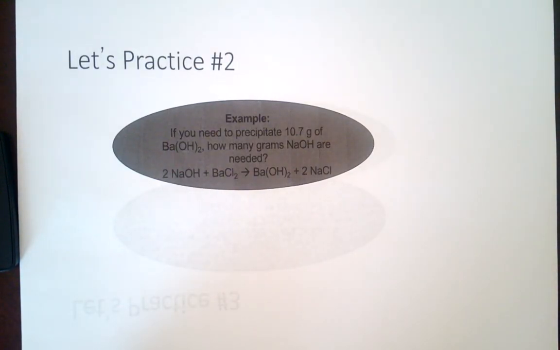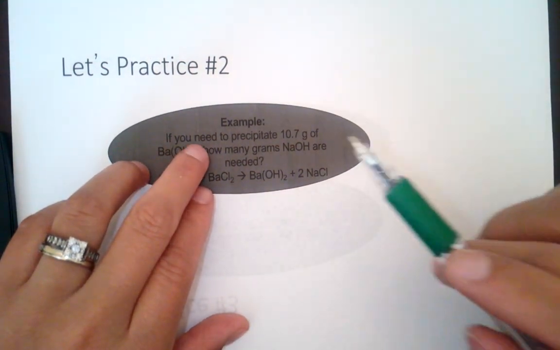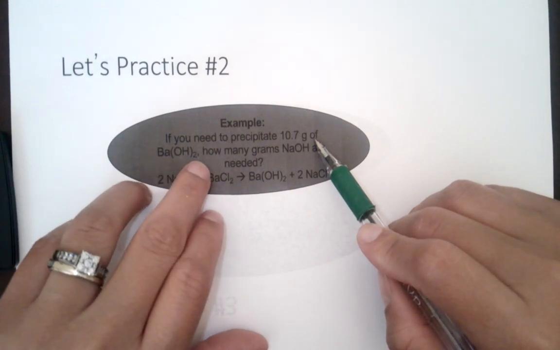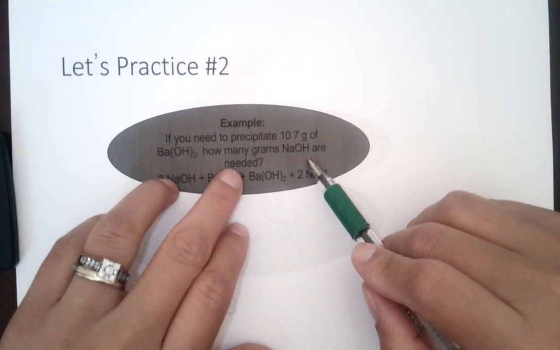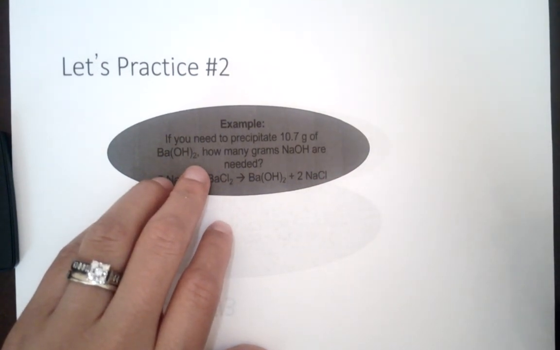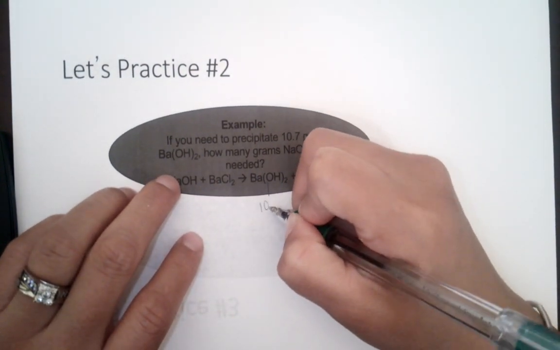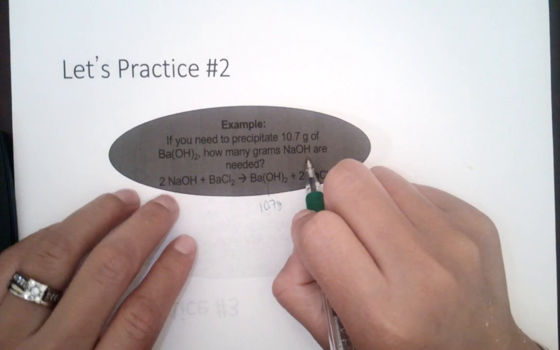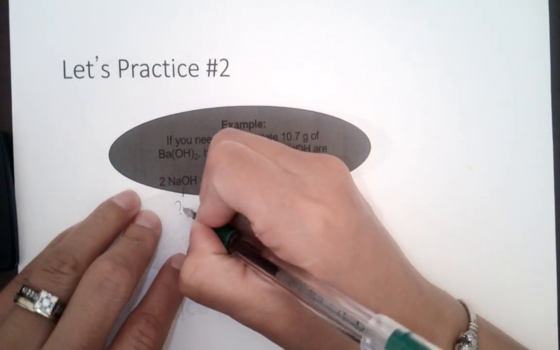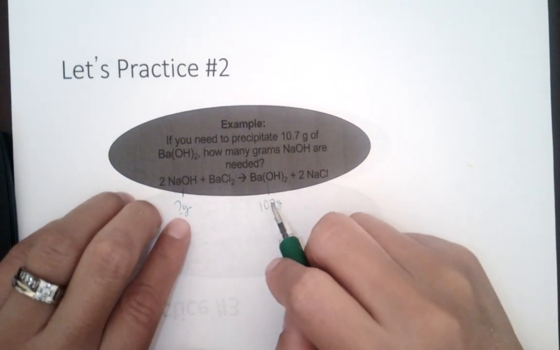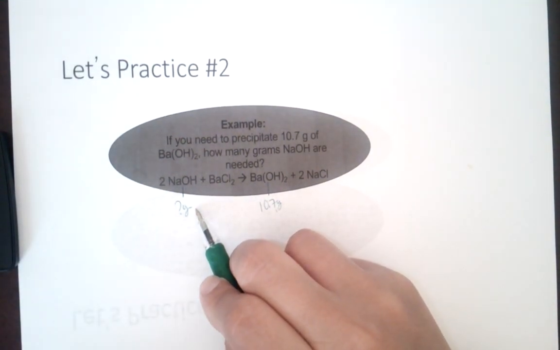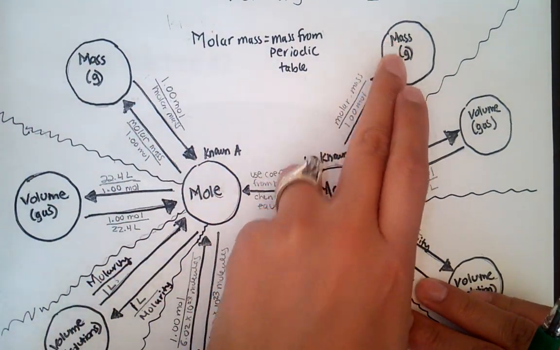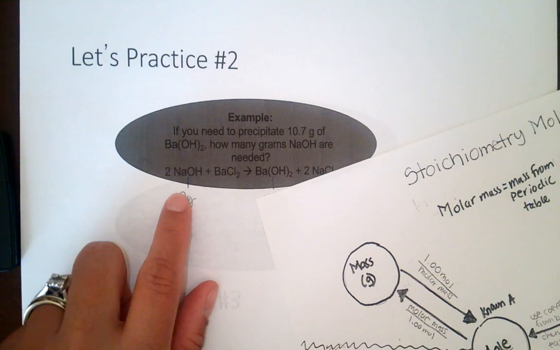So let's take a look at the let's practice 2. It says, if you need to precipitate 10.7 grams of BaOH2, how many grams of NaOH are needed? So let's start with what we have. We have 10.7 grams of this. Okay, 10.7 grams of BaOH2. How many grams of NaOH are needed? Meaning, how many of this do we need in grams? So as you can see, we have grams and we're going to grams. So that means this is a simple gram to gram. So we're going to go mass to mass. Mass of the known, which is BaOH2, to the mass of the unknown, which is NaOH.